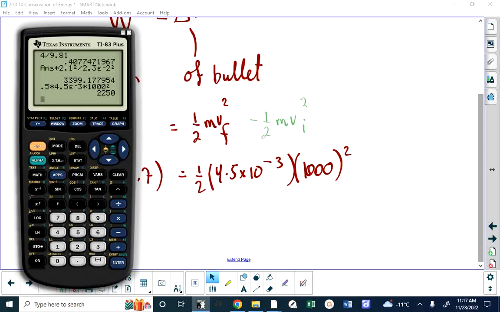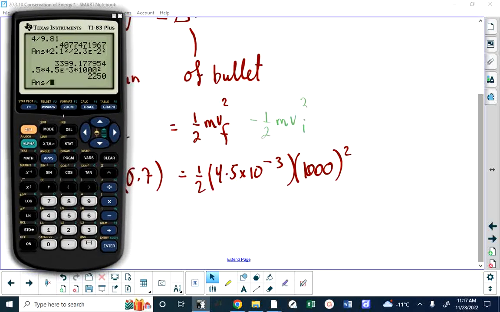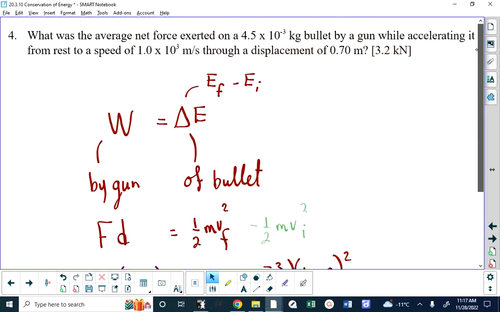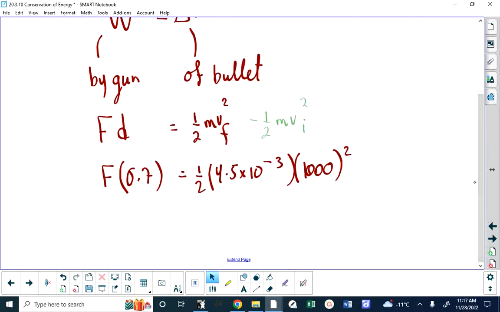So this is the kinetic energy in joules that the bullet will have, which is the work done by the rifle in accelerating the bullet. So if I divide that by the displacement, I will get the applied force. So about 3,214 newtons. 3.2 kilonewtons is what we have. Is that good? Okay, we're going to move on.